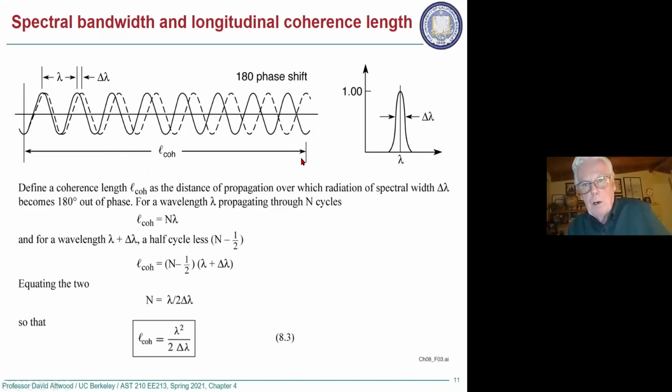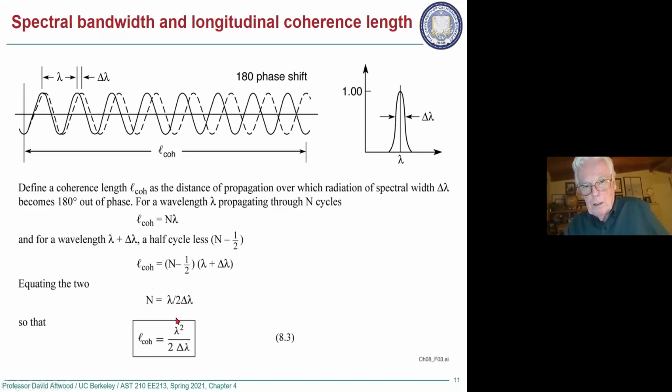So this same coherence length would be n minus a half multiplied by the wavelength, which is now lambda plus delta lambda. If you multiply this out and equate the two, lambda coherence equals lambda coherence, you'll get a solution for n. You're just solving two simultaneous equations. When you solve them, you'll find that n is equal to lambda over 2 delta lambda, so that the coherence length is this n multiplied by this lambda.